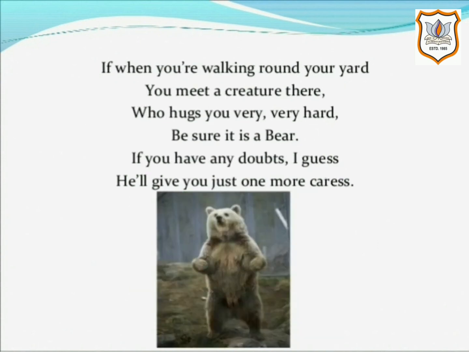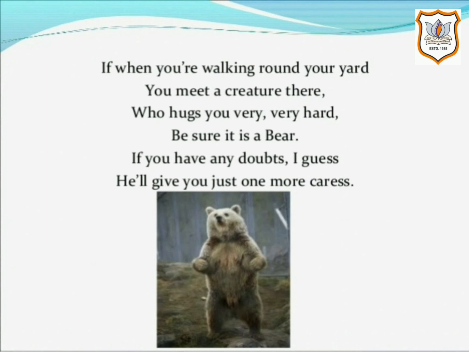Fourth stanza. If when you are walking round your yard, you meet a creature there. Here there are three figures of speech, that is anastrophe, repetition and alliteration. Anastrophe because there is inversion in the construction of the sentence for poetic effect. Repetition because the word you is repeated for poetic effect. And alliteration because the consonant sound y is repeated in the words your, you and yard. And the consonant sound w is repeated in the words when and walking.